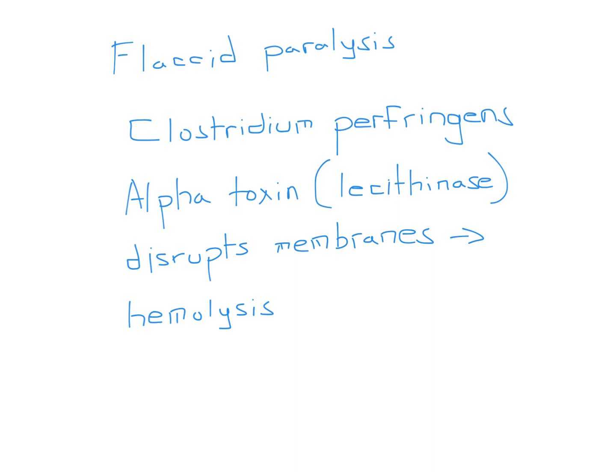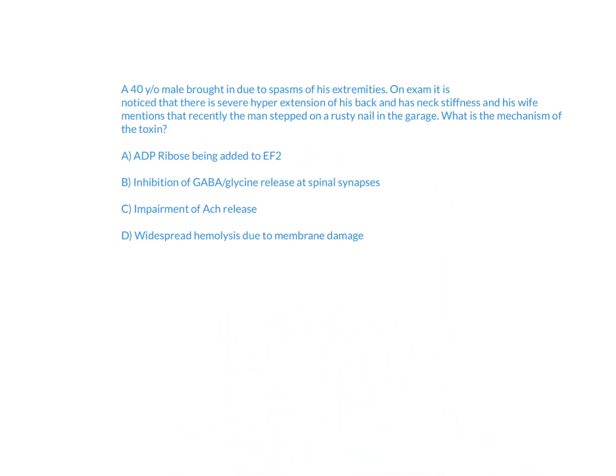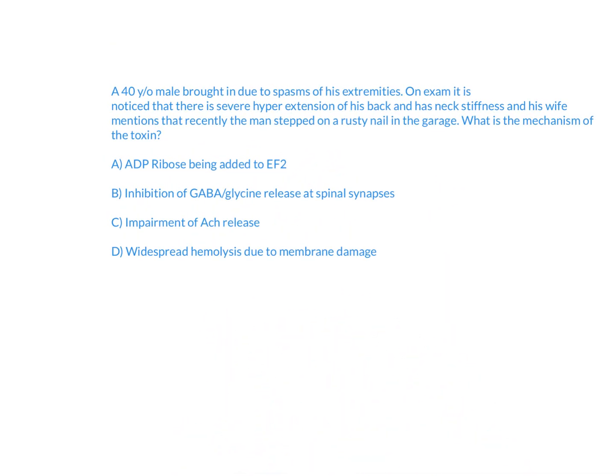And so for this question, like I said in the beginning, you essentially needed to know both the clinical scenario surrounding Clostridium tetani, so knowing the symptoms of tetanus itself, and then knowing the second part, which is knowing the mechanism of the toxin itself, which is going to be inhibition of the GABA and glycine release at the spinal synapses.